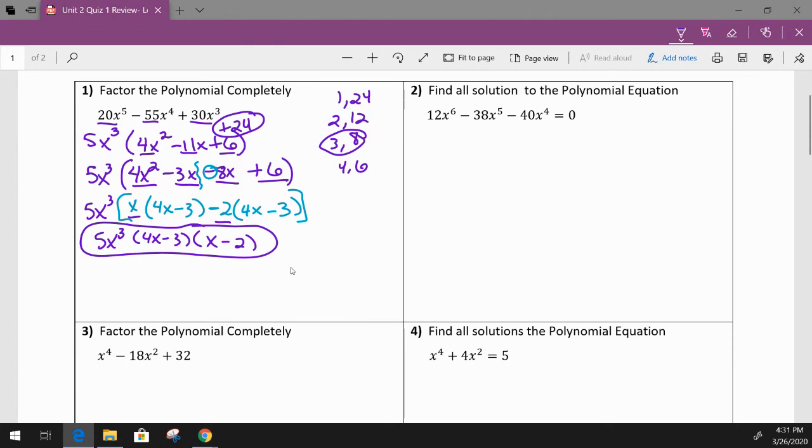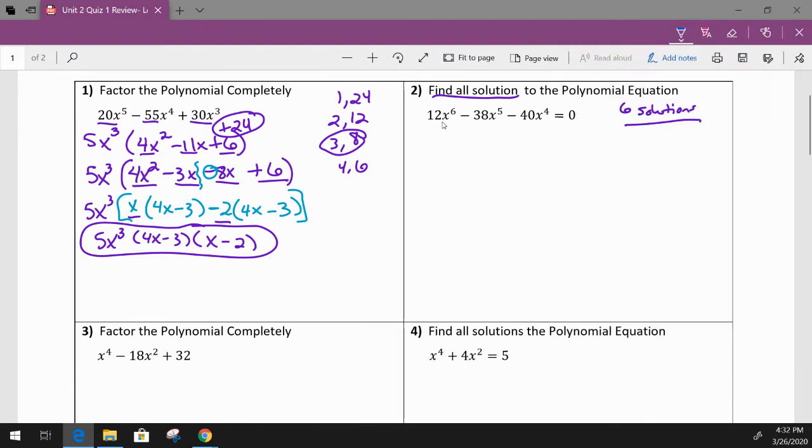All right, so that concludes problem number 1. Moving on now to problem number 2. So in this problem, we have the same setup as problem number 1. The difference, though, is that we have this equals 0. So we're finding all of the solutions. And if you know from the fundamental theorem of algebra, since the degree is 6, there should be 6 solutions. So we need to find all 6 of those solutions.